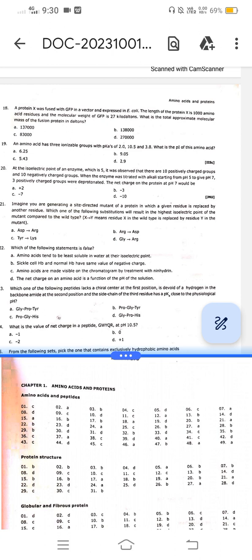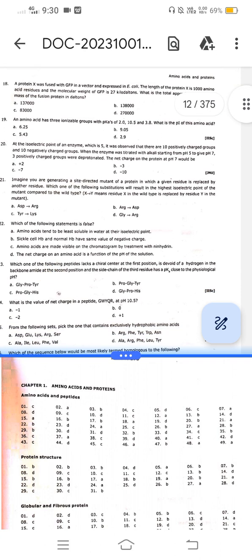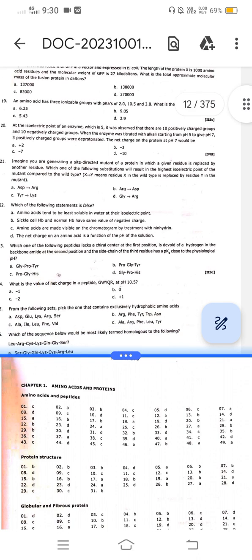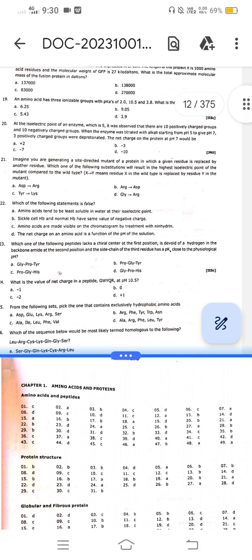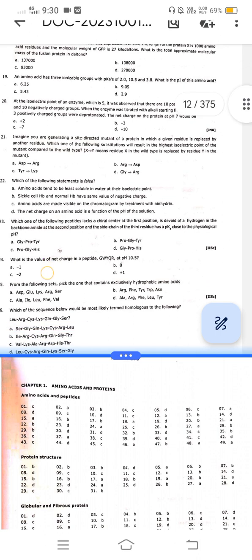Then the net charge on an amino acid, I'm sorry, the net charge on an amino acid is a function of the pH of the solution. That's right. Then which one of the following peptides lacks a chiral center at the first position, is devoid of hydrogen in the backbone amide at the second position, and the side chain of the third residue has a pK close to the physiological pH? 23, answer is found to be D. D in the sense given like this.